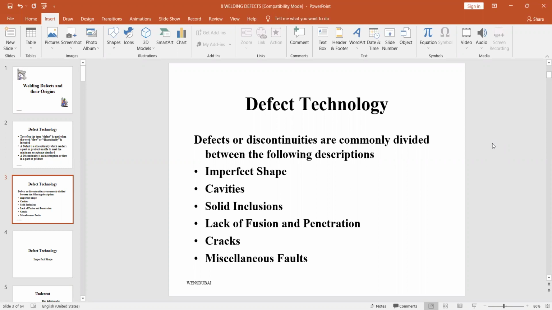Sometimes cavities are there. A cavity is also not acceptable, so that is also a defect. Solid inclusions are also there, meaning slag inclusion and tungsten inclusion. That is also not acceptable. Lack of fusion and penetration are also there.